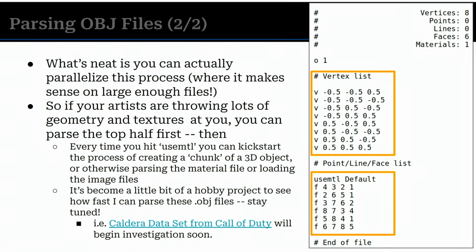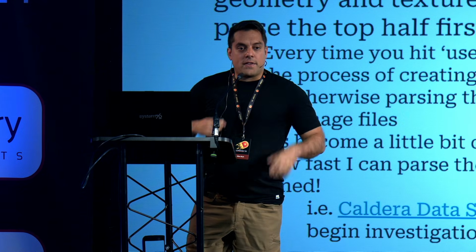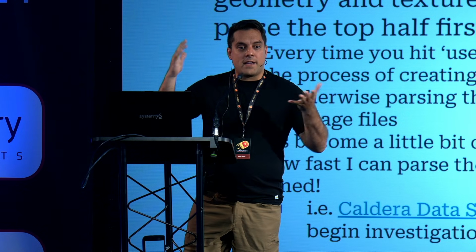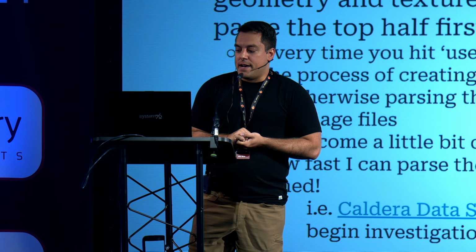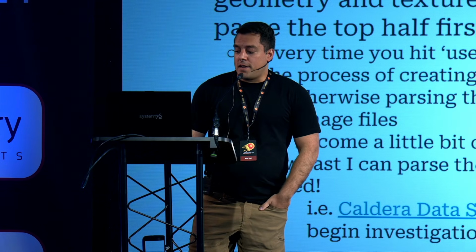What's really neat is you can parallelize this process relatively easily, or at least it became apparent to me, having some experience with D and having threads available in an API to do this. I could parse this list of geometry, that's this top section here, and then as soon as I encounter these blocks that have usemtl, which is a material or the image or texture data, you can actually start processing that in parallel as well. If you have a large enough file where it's worth making that decision, you can kick off some threads.